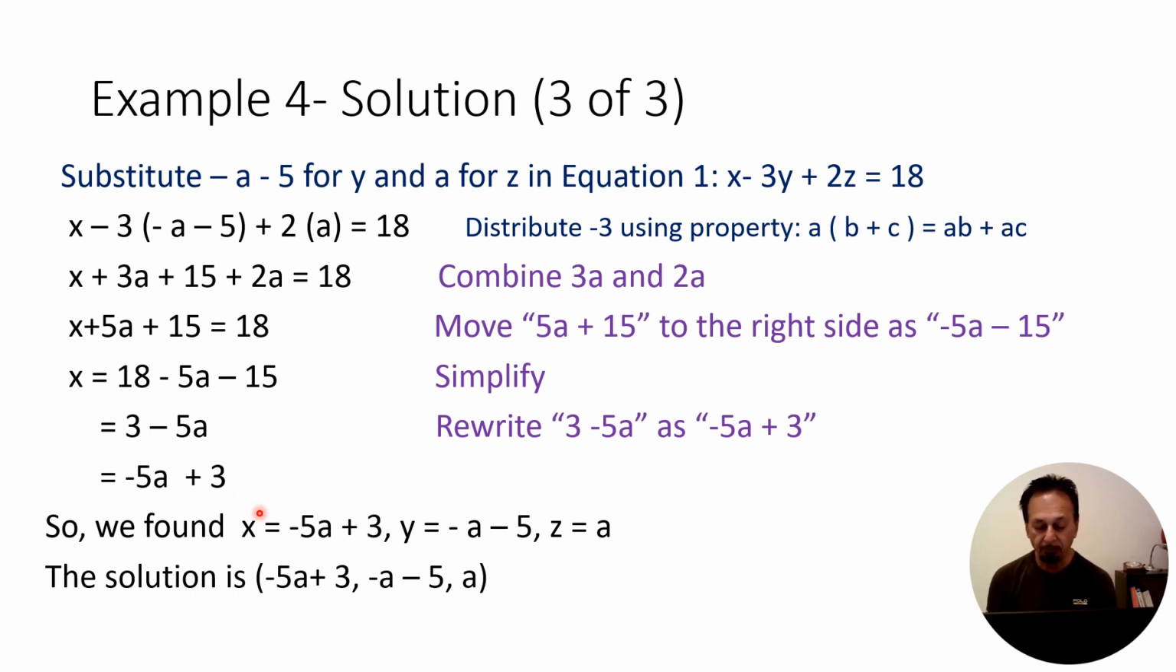So now we have x equals negative 5a plus 3, y equals negative a minus 5, and z we'll call a. Now we write this as x is negative 5a plus 3, y is minus a minus 5, and z is a. So this triple is our solution.